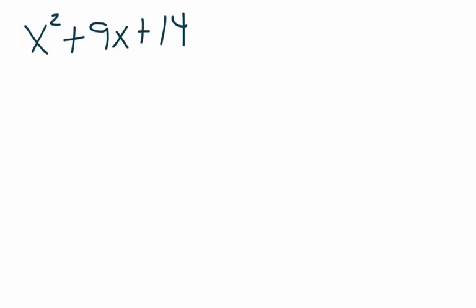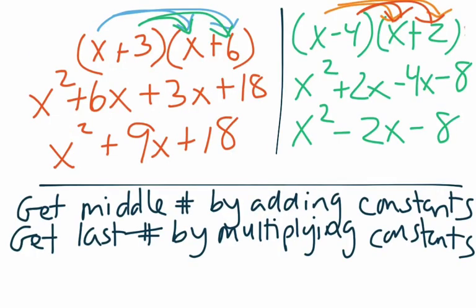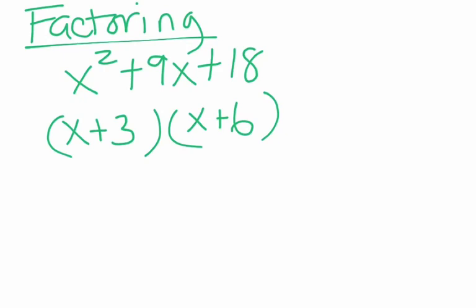And what we're looking for is what went in the parentheses that would have multiplied to give us x squared plus 9x plus 14. So we want to remember that pattern. Pretty much the x squared comes from doing x times x. So we know with the multiplication, if we go back to here, we have x times x, and that's what gave us the x squared. Now, the middle number we get by adding the constants, and the last number we get by multiplying the constants.